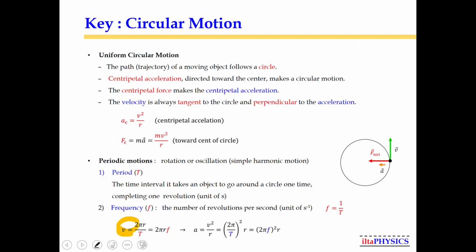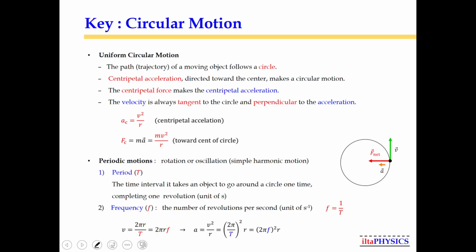Since velocity is defined as distance traveled divided by time interval, we can calculate the speed of an object in circular motion by dividing the circumference of the circle by the period, which is the time for one full lap. Since frequency is the reciprocal of the period, we can also express the speed of the object using frequency.